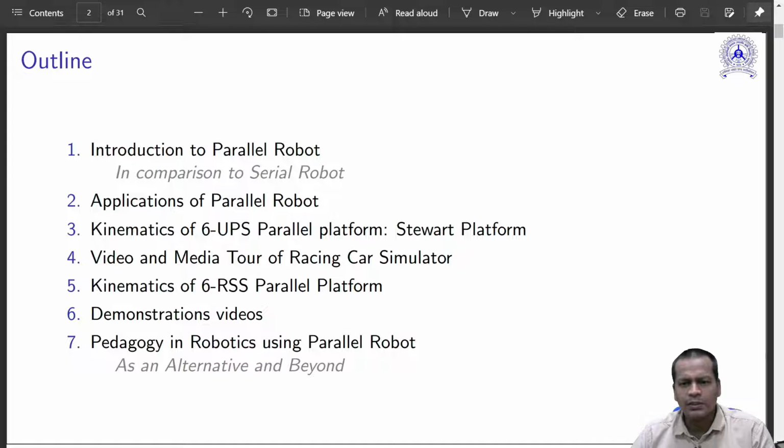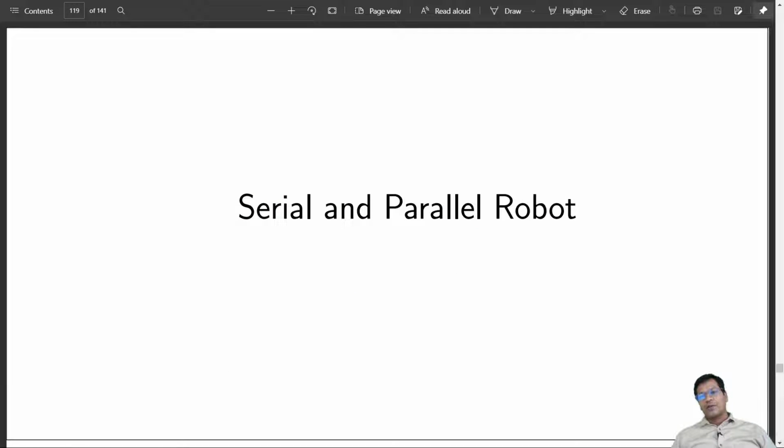Pedagogy in robotics using parallel robots is the prime thing I want to focus upon today, as an alternative and beyond. It means you don't just see the things you were doing for a long time, you can do much beyond with this. Serial robots and parallel robots technically need special attention because these are the most widely used robots in industry. The principles involved in understanding the physics of these robots are quite similar, and it becomes more mathematical as we move from serial to parallel robots. I'll discuss why these robots are so special by understanding their structural differences, advantages, disadvantages, and a few of their applications.